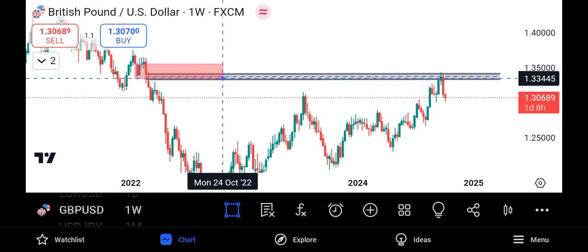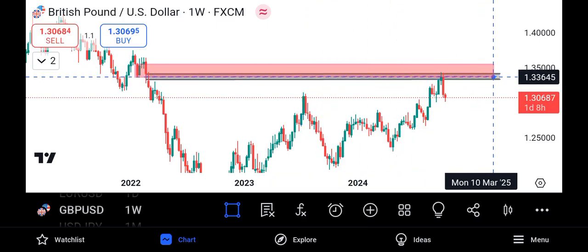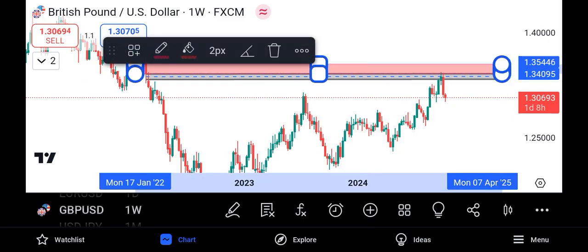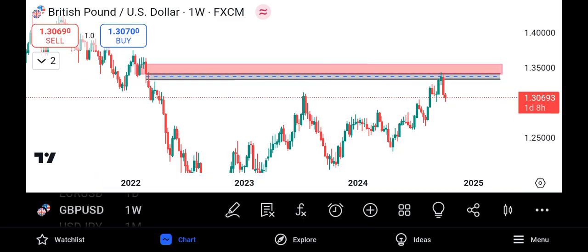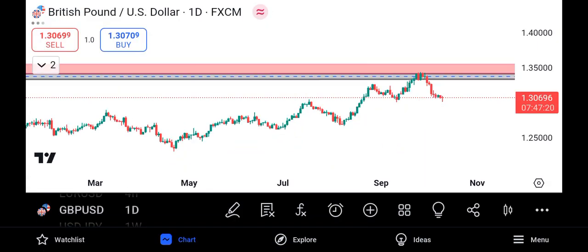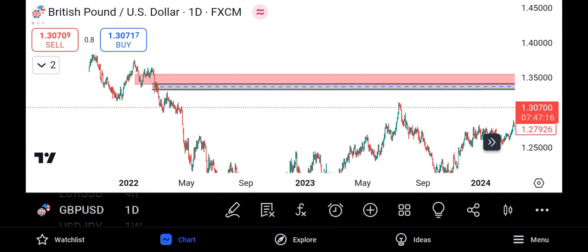And this mitigation block was really visible on the daily time frame, and we are going to go to the daily time frame immediately. So this is what I saw, and I said to myself, once it gets to my point of interest, I'm going to take this trade. So let's go to the daily time frame so that you can see that mitigation block very well.